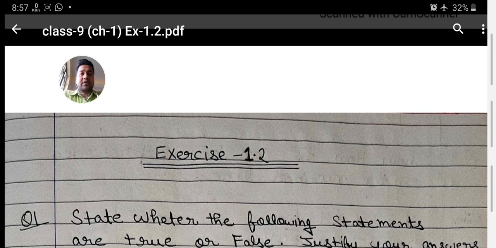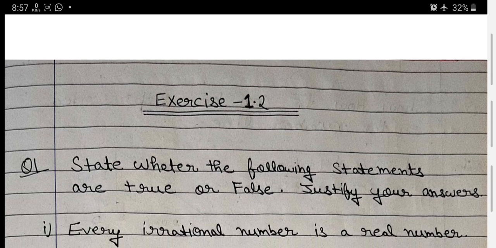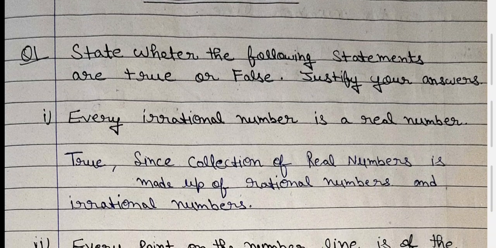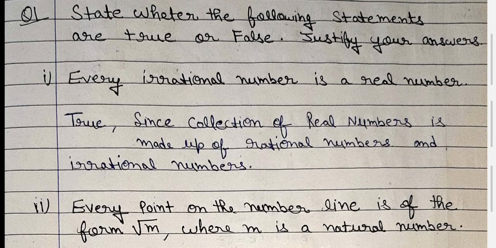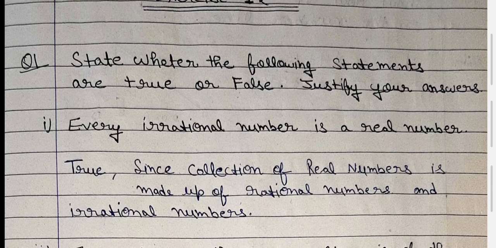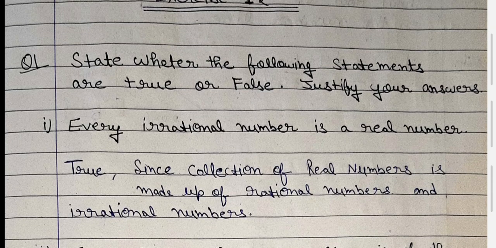Today I am going to start your exercise 1.2. So, your first question is: state whether the following statements are true or false. Justify your answer. Some statements are given here. You have to verify and tell whether they are true or false, and you have to justify your answer also. So, your first question is every irrational number is a real number.